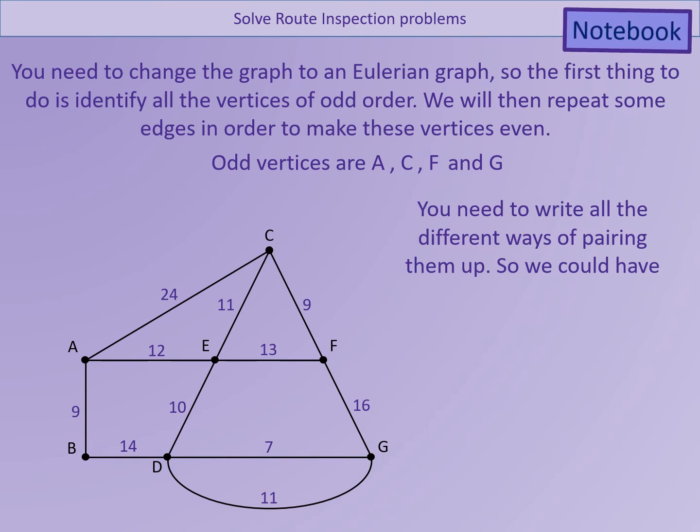Now these can be paired off in different ways. We're going to write down the different combinations of those 4 vertices. They are A with C and F with G, A with F and C with G, A with G and C with F. We're going to see which of those combinations of travelling from one to the other gives us the shortest distance, and that is going to be the edges that the paper boy chooses to repeat.